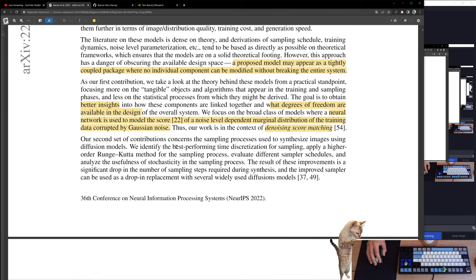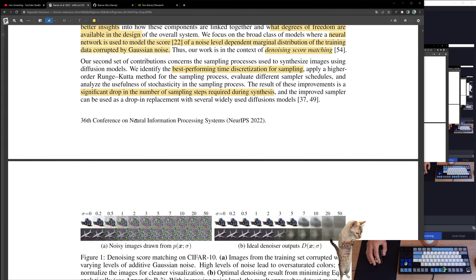Best performing time discretization for sampling. Okay. Significant drop in the number of sampling steps required. Okay, and then this improved sampler can just be dropped in.